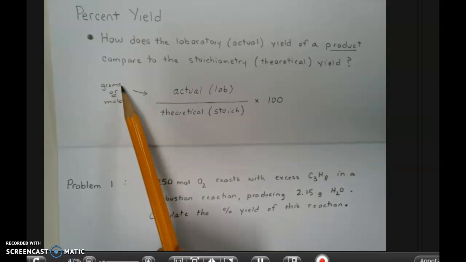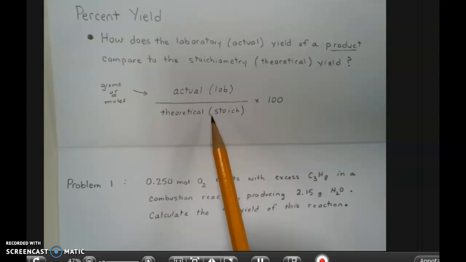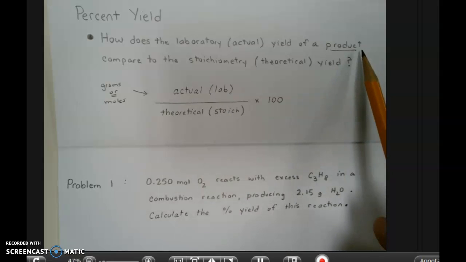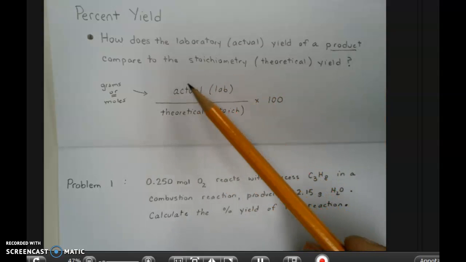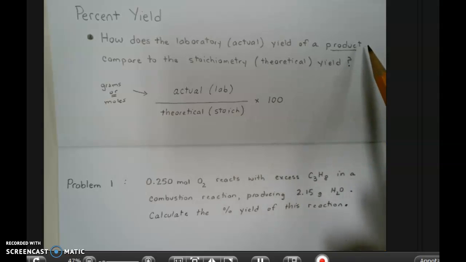Now, you can take grams or moles when you look at these numbers for the actual or the theoretical. You can measure the amount in grams or the amount in moles, as long as you're consistent. They both have to be grams or they both have to be moles, because you can't divide apples by oranges, right? The other thing to point out here is percent yield is about the yield of a product. It's not about how much reactant you're using. So when you use this formula, actual divided by theoretical, you always have to be looking at the amount of a product, not the amount of a reactant, okay?